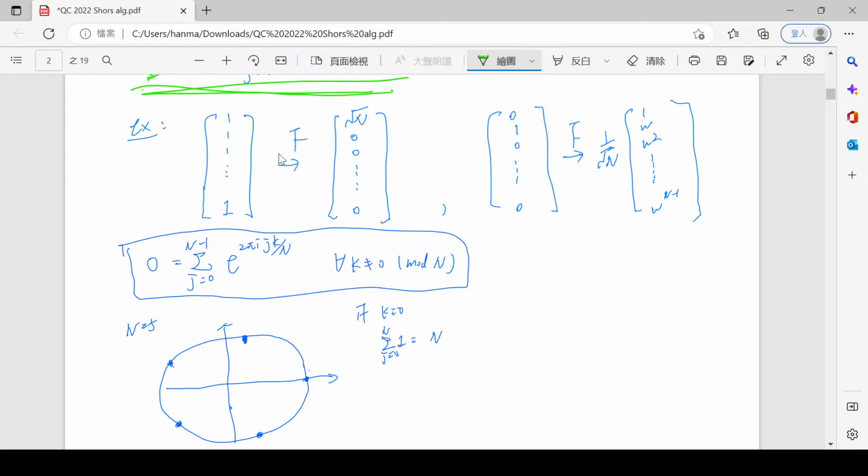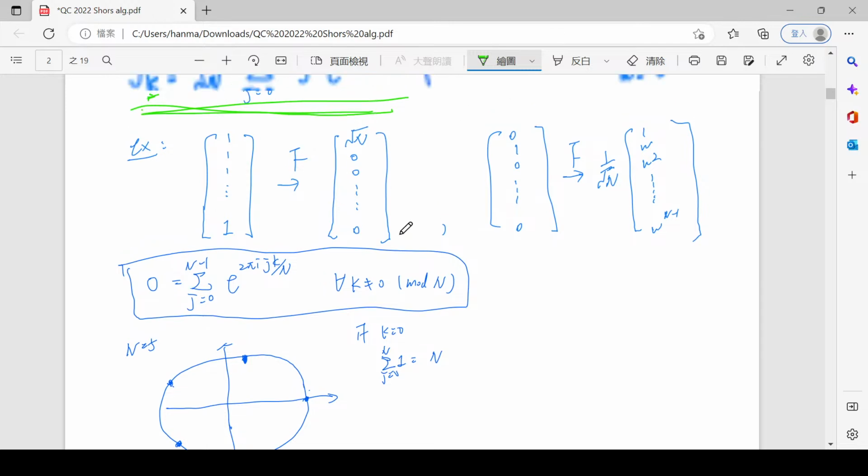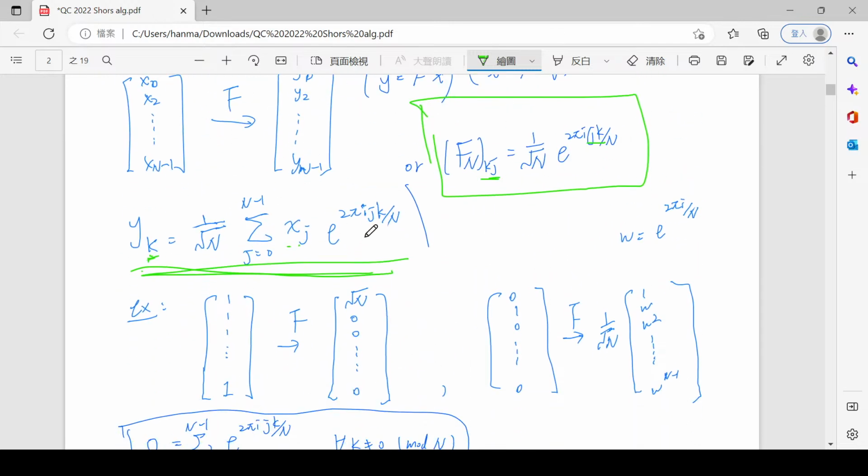So if you plug this into the notation, you see that this formula is actually easier to use now, right?